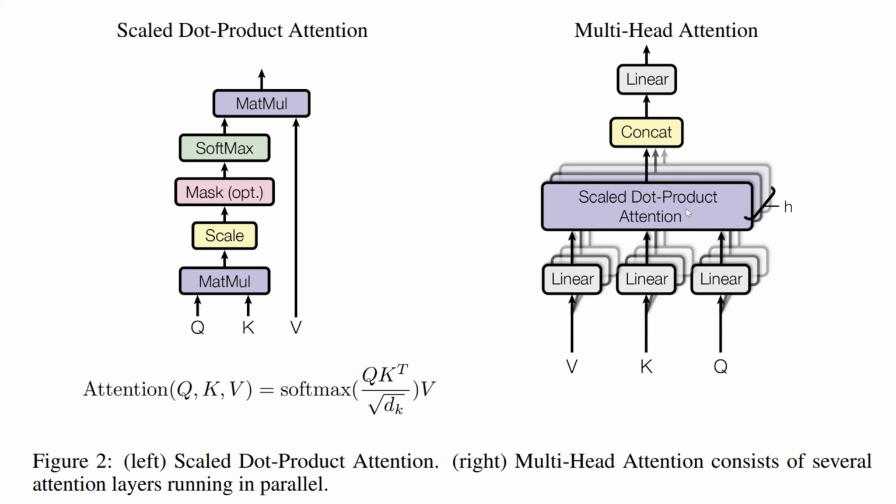So this can make the model capture the different meanings of a word in a sentence, because we know that one word may have different meanings, so it can capture different meanings and it can color the whole meaning of the sentence. So this is multi-head attention.